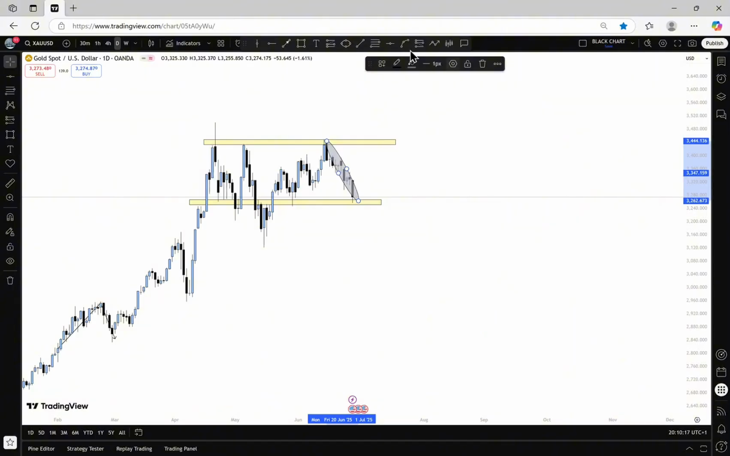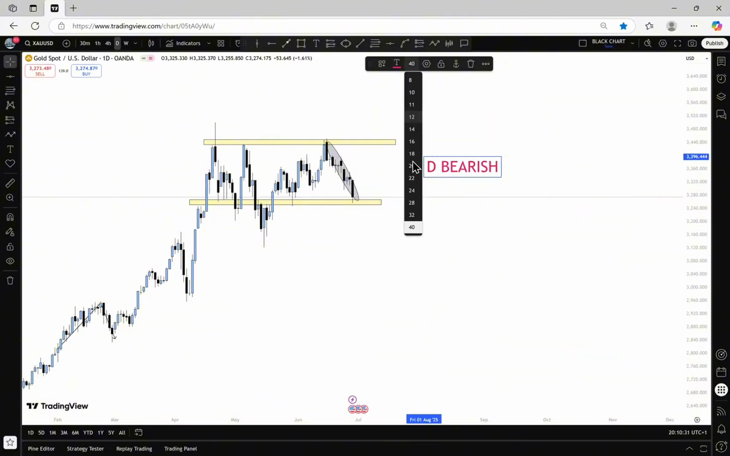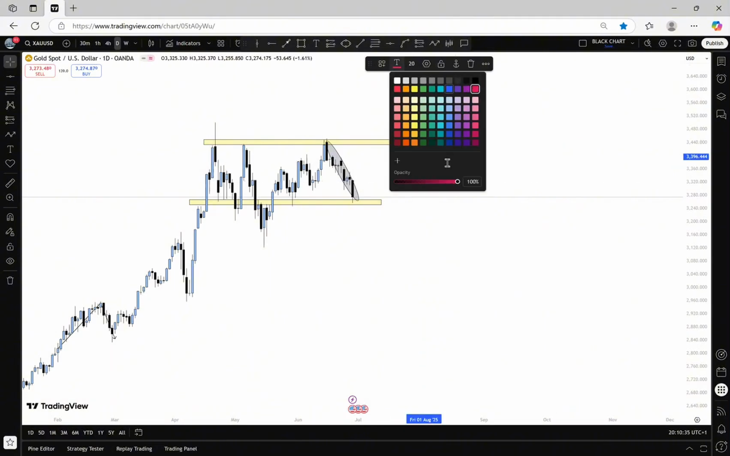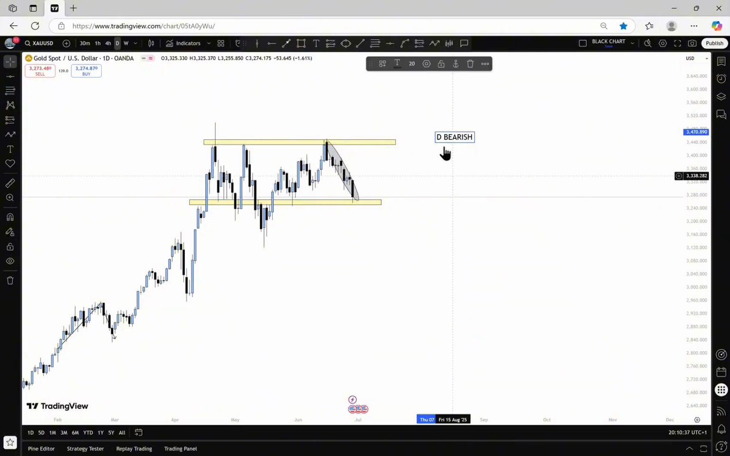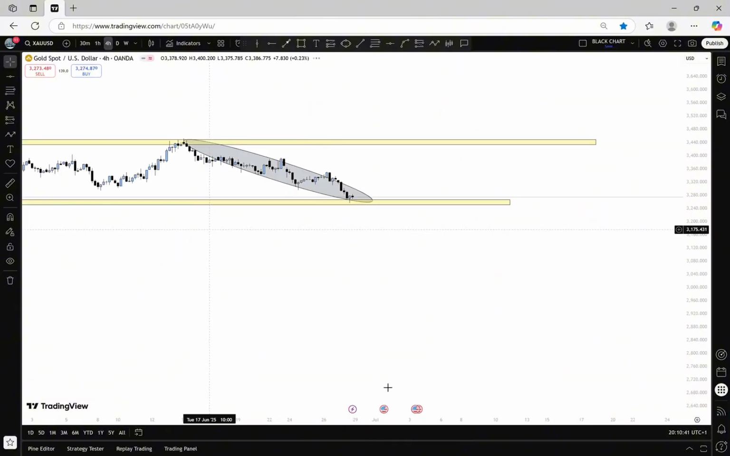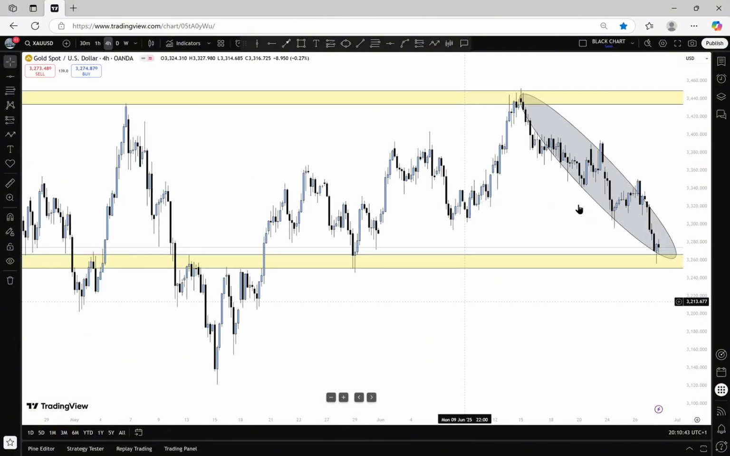Okay, now we have identified that the daily time frame is bearish on gold. Let me make it 20. Change the color, black of course. So we leave it: the daily time frame is bearish. We'll go to the 4-hour time frame to see what the market is currently doing at that level.